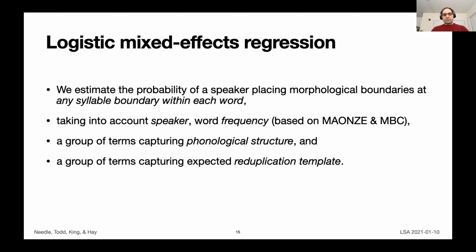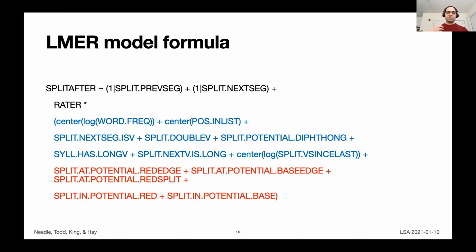The logistic mixed effects regression predicts splits for each syllable boundary in every stem and includes terms for the speaker, the word frequency based on our corpora, a group of terms capturing phonological structure, and a group of terms that are related to the reduplication template. So the formula looks like this. It also includes random effects for local splitting, and all the other terms are interacting with the speaker. So the blue terms are the phonological ones, and the red terms are the templatic effects. All the effects I'm going to show you are significant, but I'm not going to display the model outputs unless someone asks later.